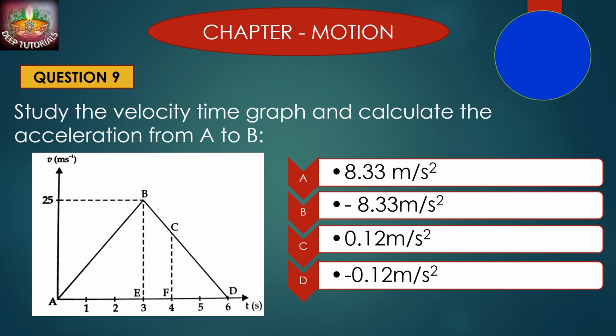Moving on to question number 9. Study the velocity time graph and calculate the acceleration from A to B. Your options are 8.33 meter per second square, minus 8.33 meter per second square, 0.12 meter per second square, or minus 0.12 meter per second square.